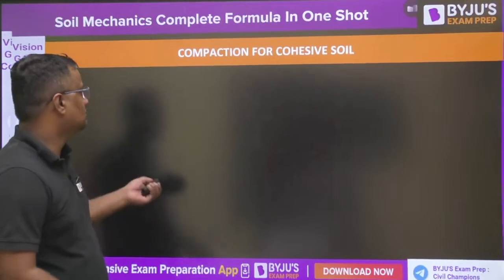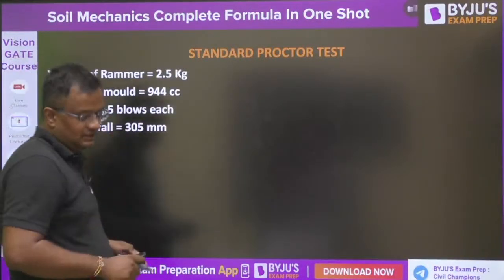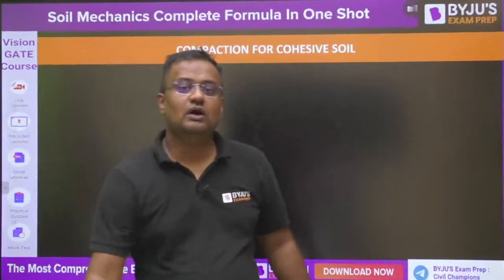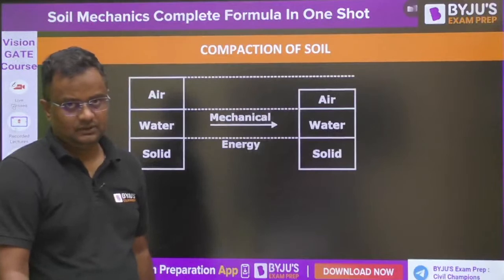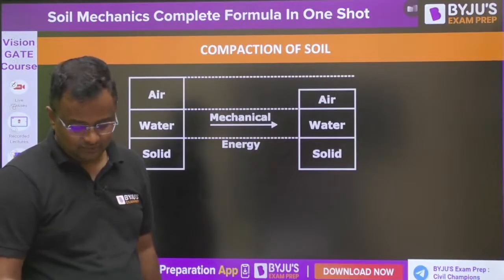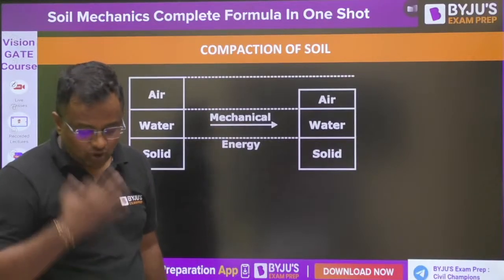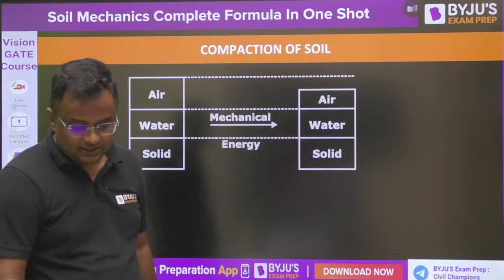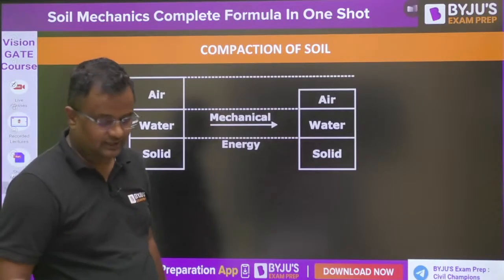Now in compaction also, guys, what is compaction? Compaction is when you apply load on a partially saturated soil, then initially all air voids are removed. Theoretically, we assume that 100% of air voids are removed. That is compaction. Compaction is the removal of air voids.